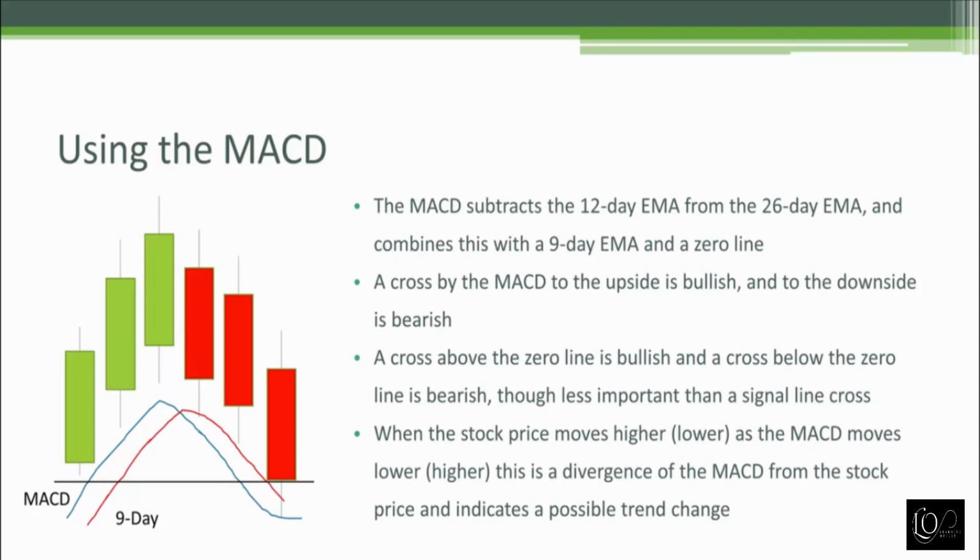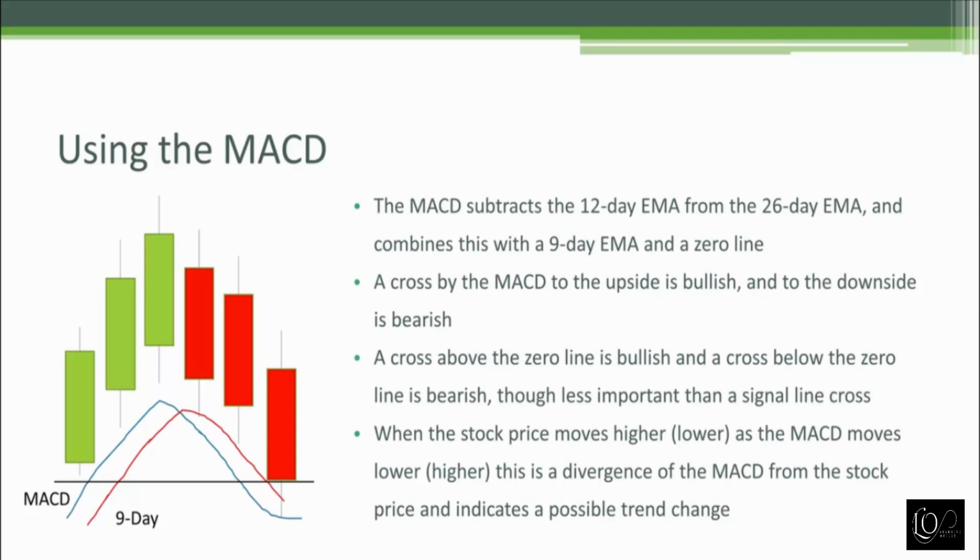A cross in the MACD often indicates a trend change, especially if the MACD is in a bullish position well above the 0 line and then crosses the 9-day to the downside. This may indicate that a bullish trend is becoming bearish.